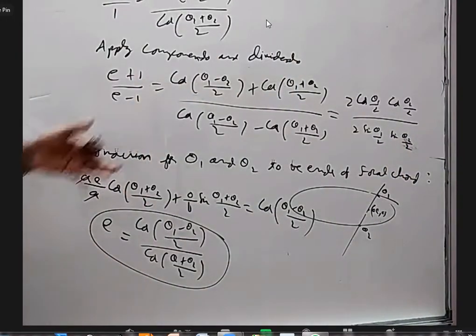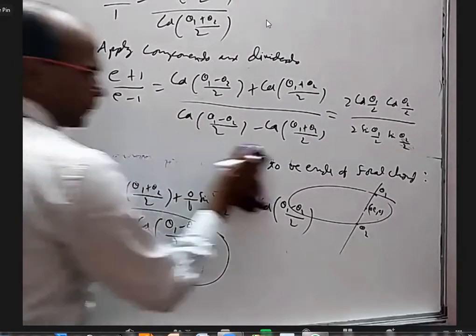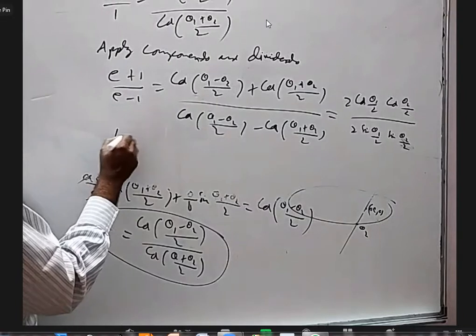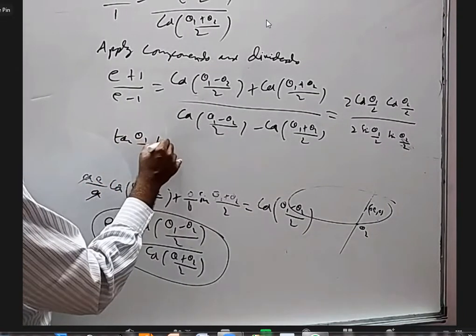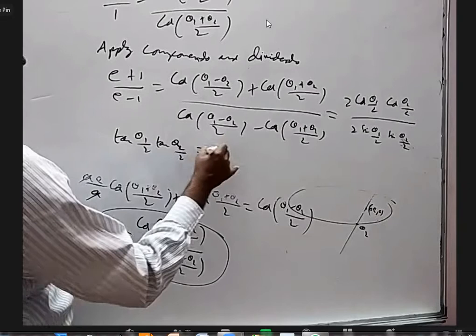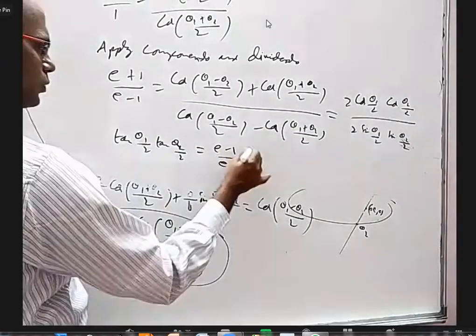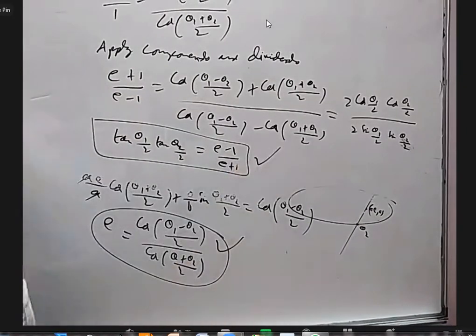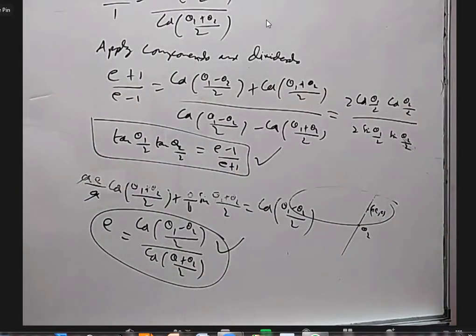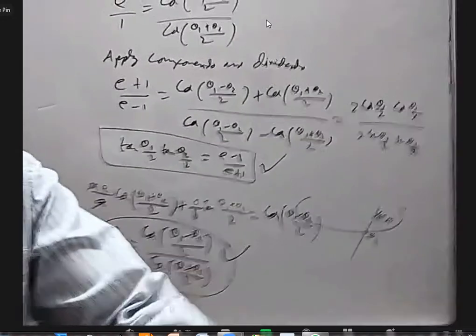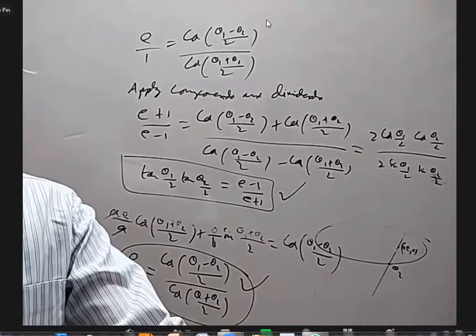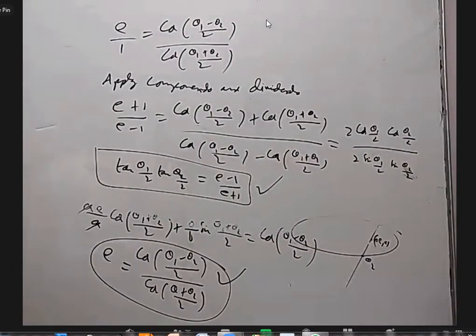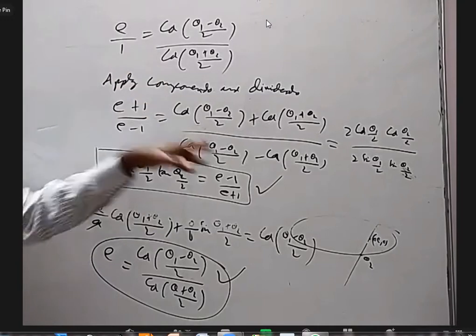I can write cot, or I can take the reciprocal and write tan, anything is okay. So when I take the reciprocal, I will get tan theta 1 by 2 into tan theta 2 by 2 is equal to E minus 1 by E plus 1. So this is one condition, and this is another condition. I just write E by 1 here and apply componendo and dividendo. Good.